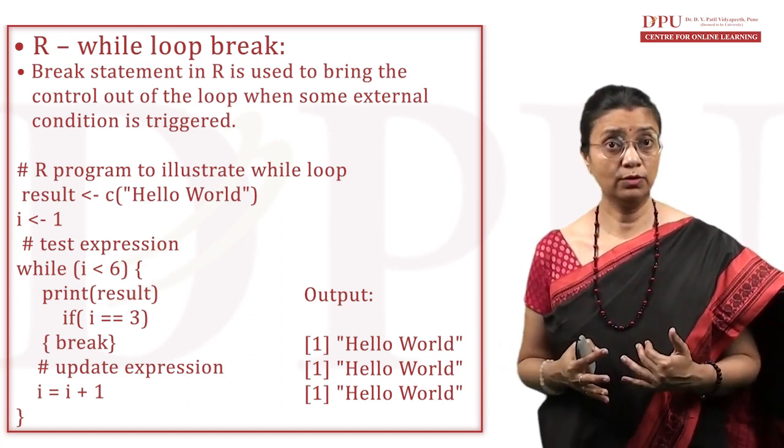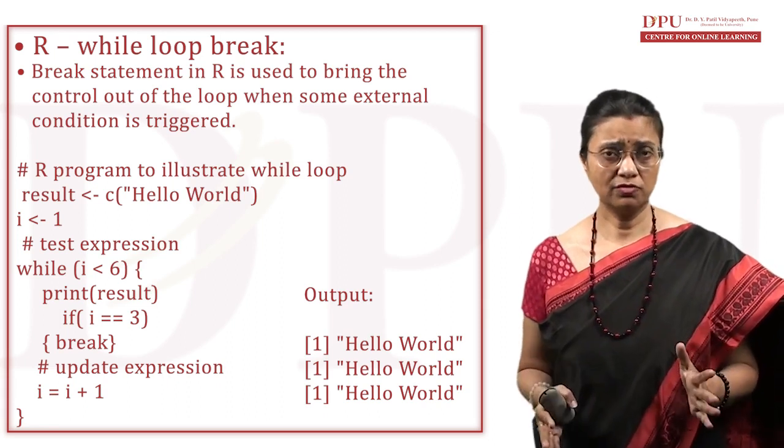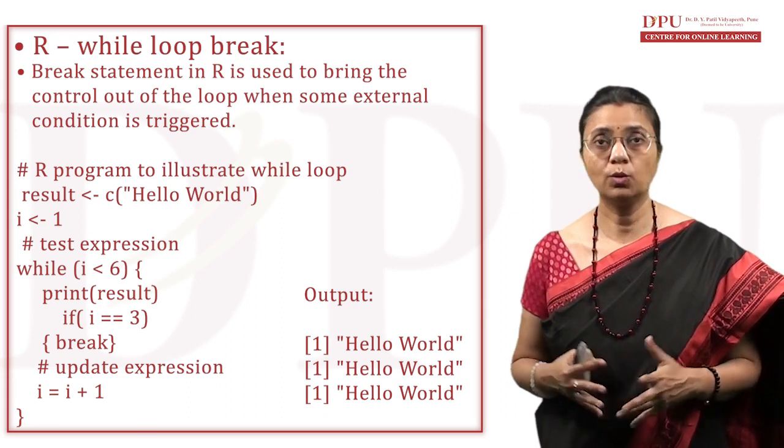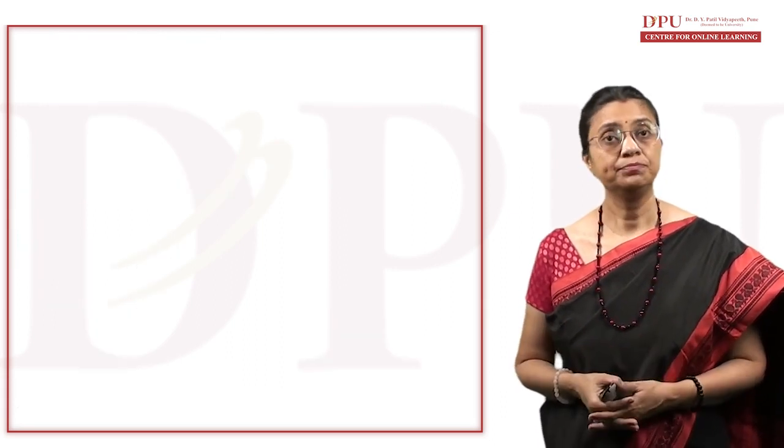We come out of the while loop and there is no increment of I plus 1 in I, and the loop quits. We print hello world 3 times and come out of the while loop.